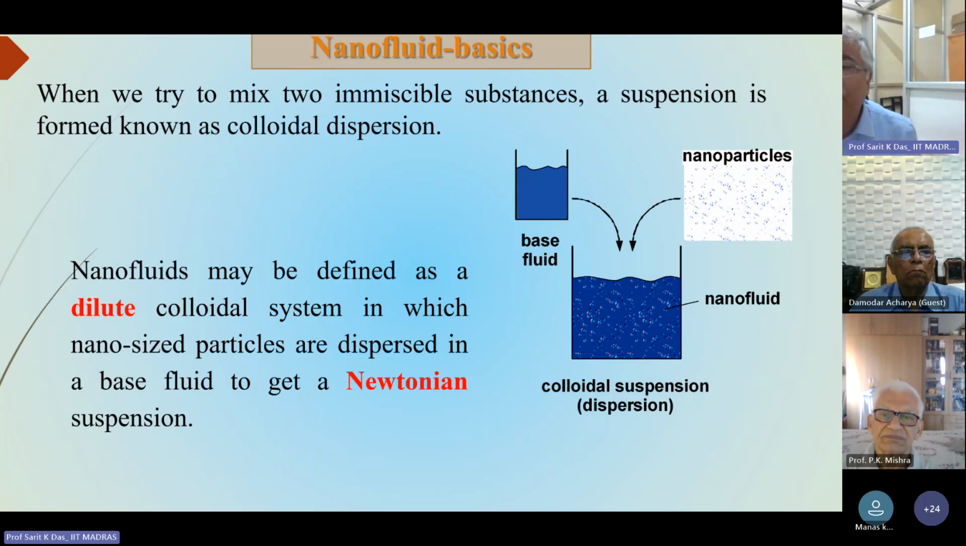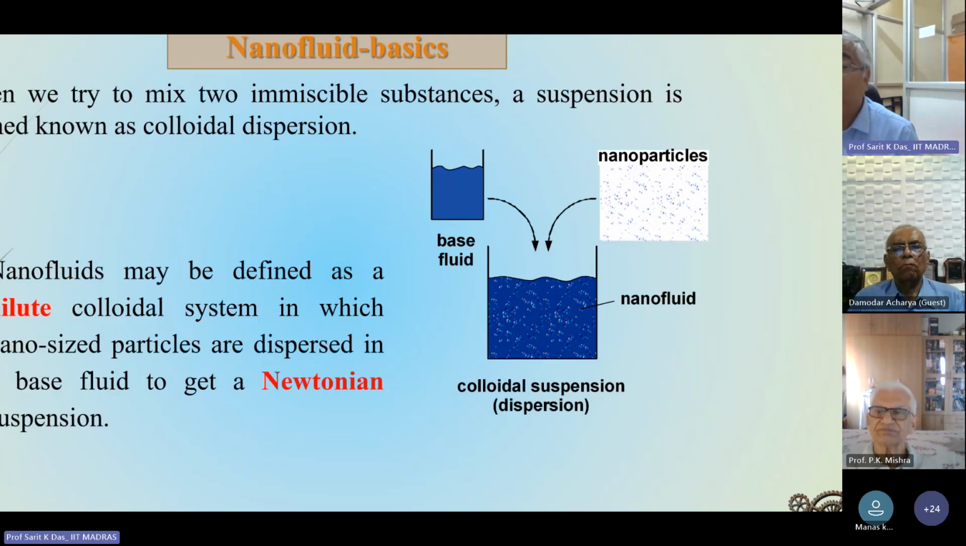Very dilute. What is the kind of dilution? We are talking of suspensions of less than 1% concentration of the particles. 1% by weight, and by volume it can be even less than that. As a result of that, the fluids remain Newtonian. So the fluid behaves somewhat like water, but its properties get changed. And what is that change?